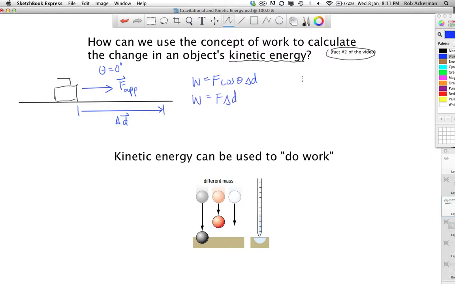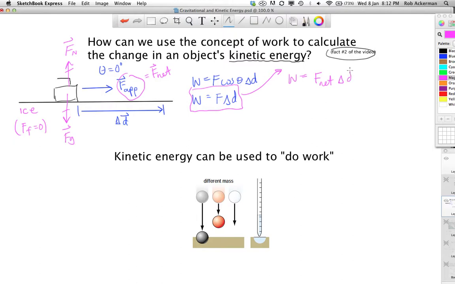Okay? However, there's something else we can write here, so I'll do this in a different color. Because you are applying force forward, and because I've asked you to imagine that you are on ice, which for our purposes will mean no friction, and because gravity downward will be cancelled by the normal force upward, it's pretty easy to see that in this case, the applied force will also be the net force. So watch what I can write here. I can take this formula for work and do the following. I can sub in for F net, and keep delta d.